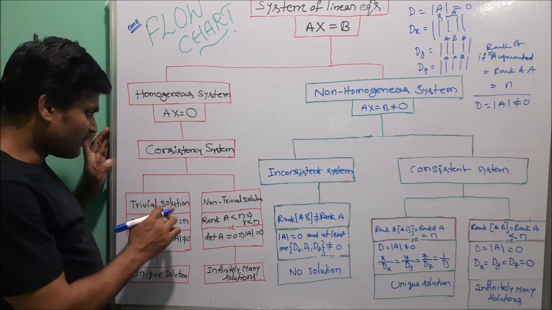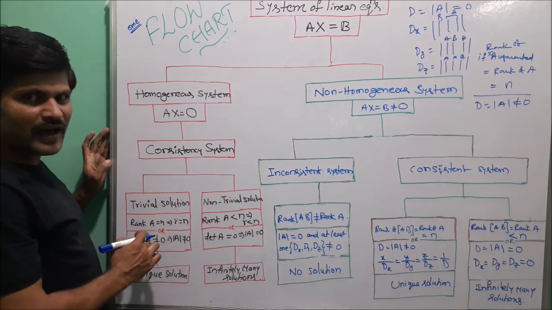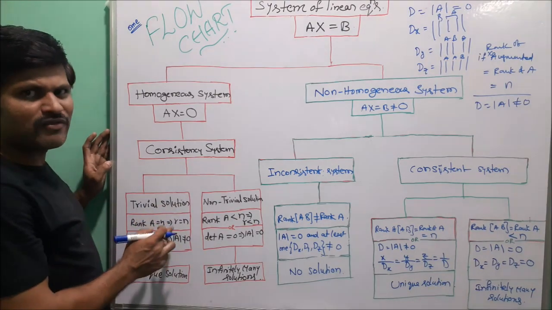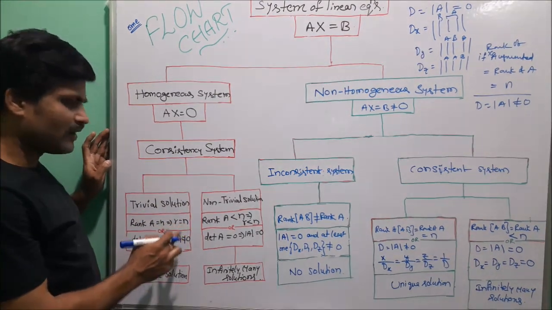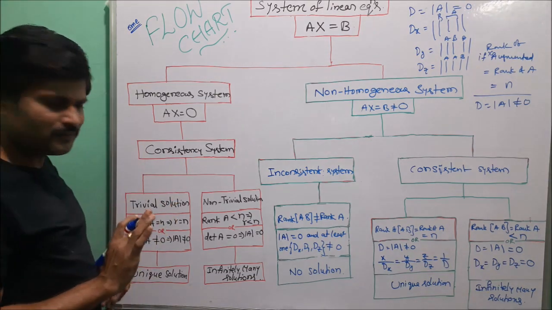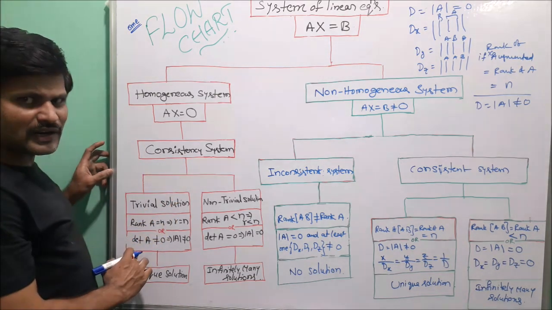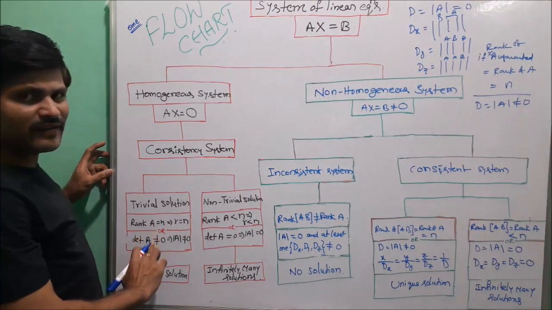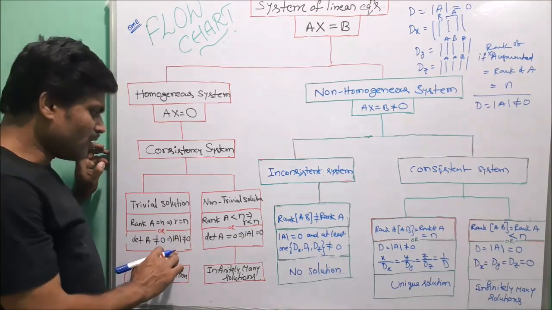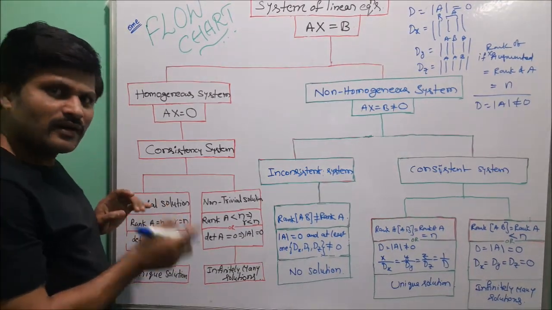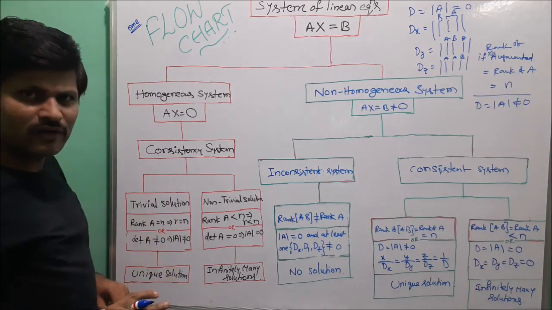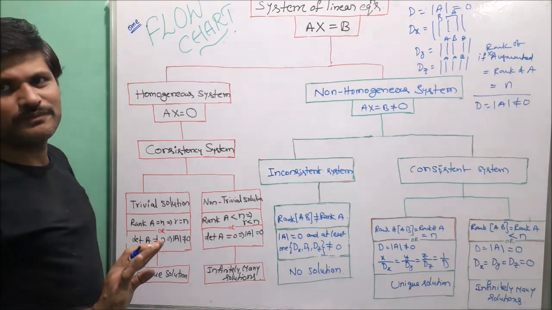Now this trivial solution exists if, based on rank, we find the rank of the coefficient matrix. Rank of A equals the number of unknowns, that means r equals n. Then the system has one solution, that is a consistent system. Similarly, based on determinant, if the determinant of the coefficient matrix is not equal to 0, here also the system is consistent, and it has one and only one solution, that is the trivial solution. So which is a unique solution.